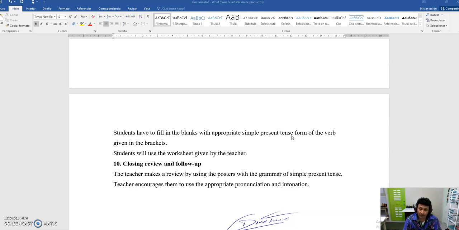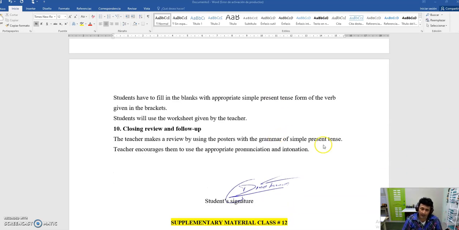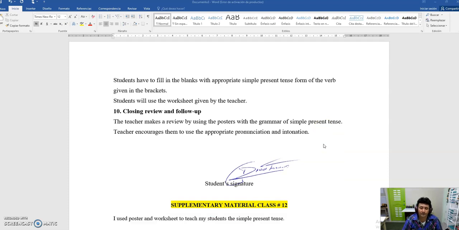Finally, the last step, closing, review and follow up. Here the teacher makes a review by using the poster with the grammar of simple present tense. I will use all this material that I put on the wall and on the blackboard to give visual help to my students. I will encourage them to use the appropriate pronunciation and intonation.